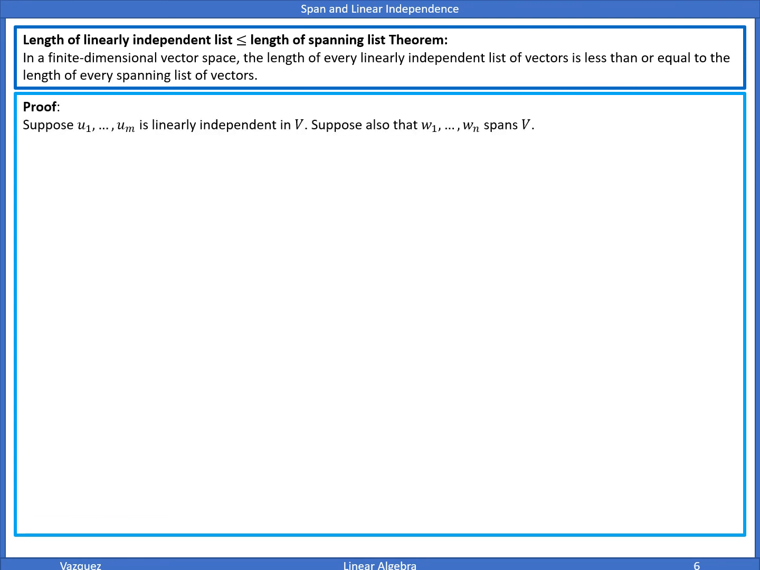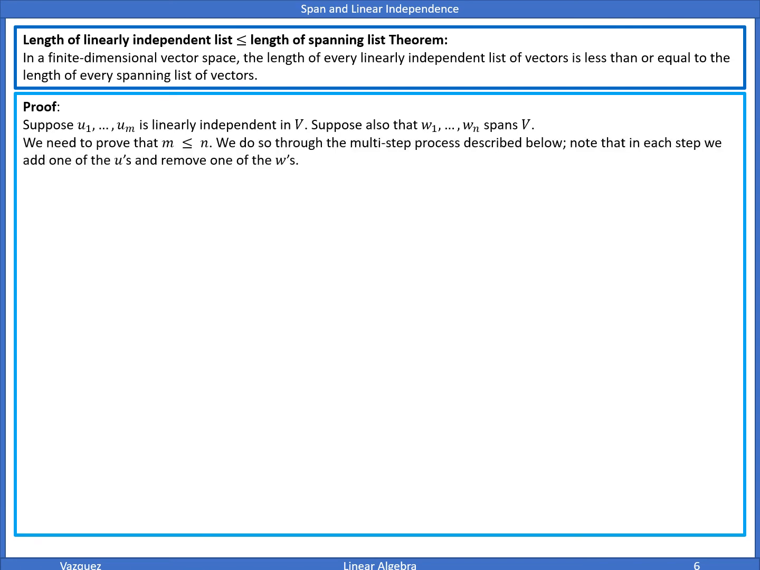So suppose first that u1 to um is linearly independent in V. Those vectors are linearly independent. And suppose also that w1 to wn spans V. What do we need to show? That m is less than or equal to n. It's referring to this m is less than or equal to this n. And we're going to do that through the multi-step process described below.